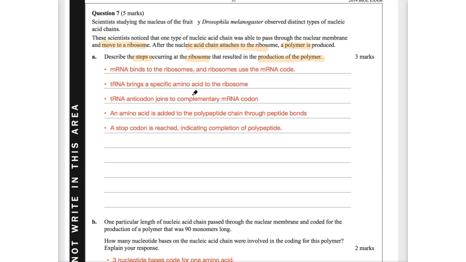What are we after here? We're after translation, because we know translation occurs at the ribosome where protein synthesis occurs. And so basically what we want to give them are the steps to translation.